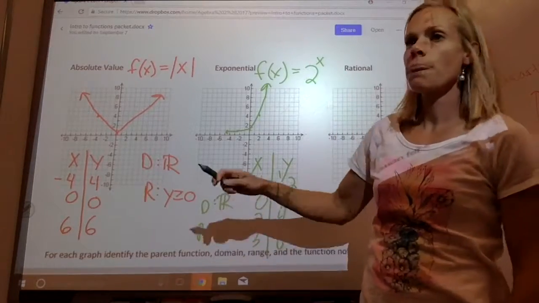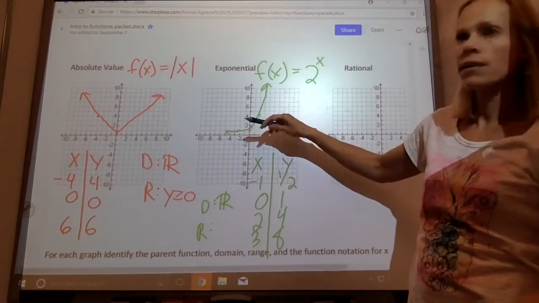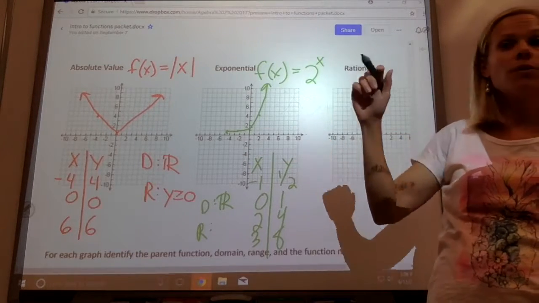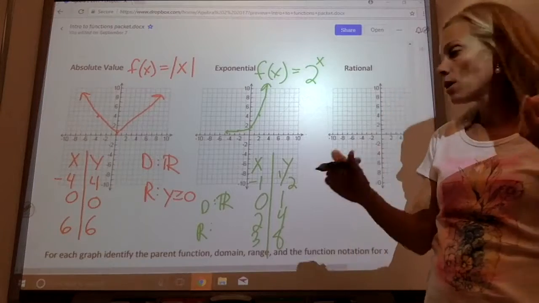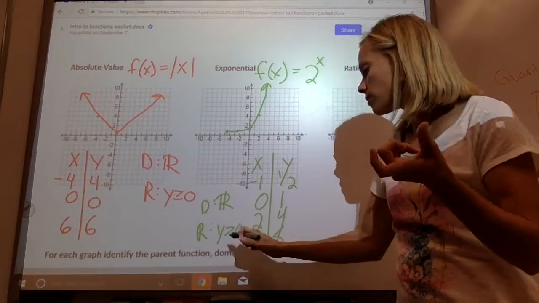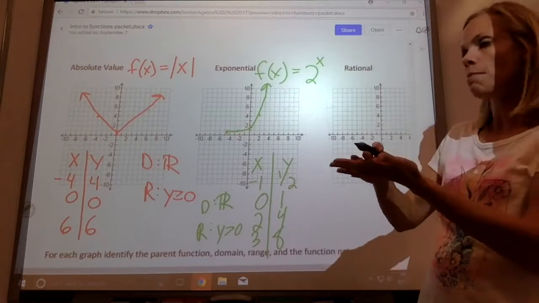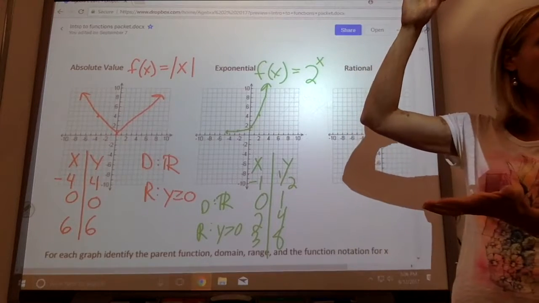But range, it's starting at the x-axis and only going up, but since it's not touching the x-axis, we can't use the or equal to. We can only say that it's greater than 0 because it does not touch the x-axis. It only is more than 0. That's it.